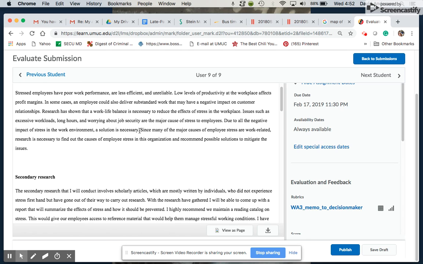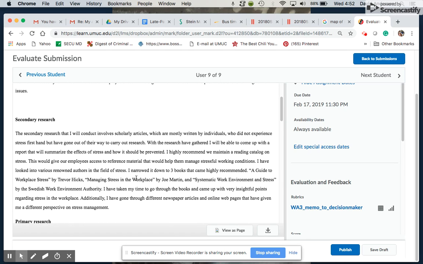This second is more a description of the secondary research. You've already done the secondary research. Instead of saying the secondary research I will conduct involved scholarly articles, remove the first person and instead say, research shows individual or those who do not experience stress firsthand. Or just say research shows.